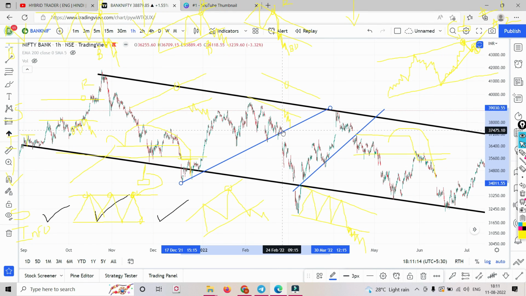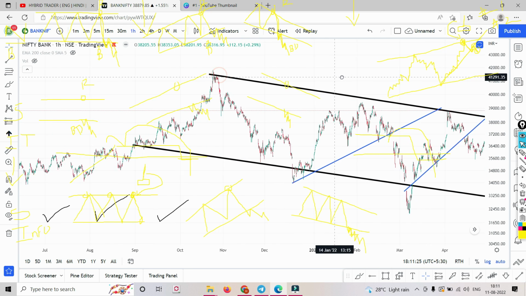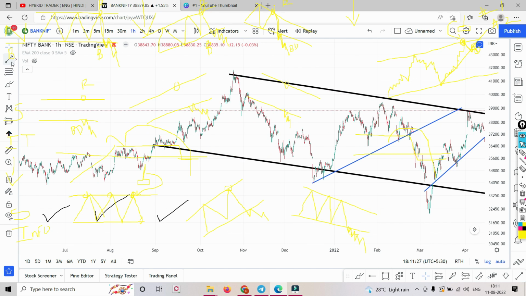So this is what I meant to say. Rather than going naked selling here, I'll go here because this has broken my trend line. So this is called the dynamic trend line. Let me show you one more example. Okay, this is one of the examples.